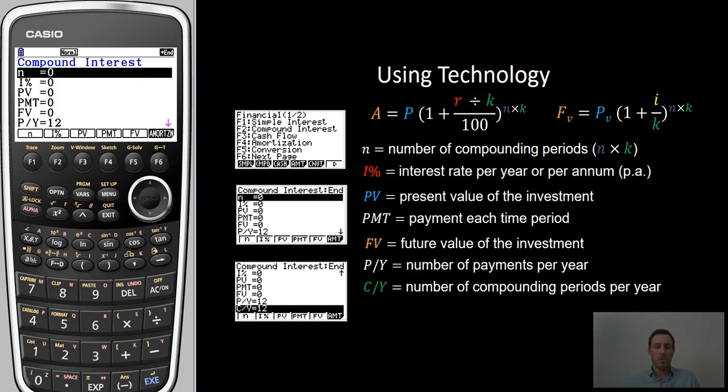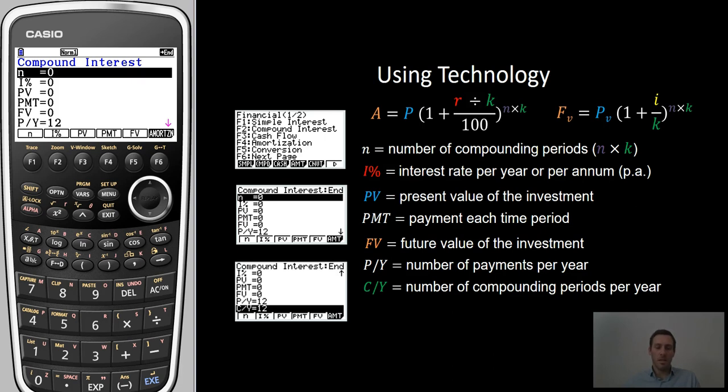PMT is the payment each time period. For example, when a payment is required for a reducing balance loan, we won't be using that in this example here. FV, this is the future value or the final value of the investment or borrowing. P/Y, this is the number of payments per year. For example, when you pay off a loan, you may make a payment weekly, fortnightly, or monthly. This may differ from the number of compounding periods. C/Y is the number of compounding periods per year. You may encounter exercises where you need to compound weekly, fortnightly, monthly, quarterly, biannually, or yearly.